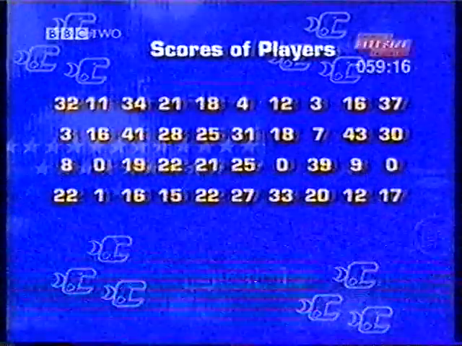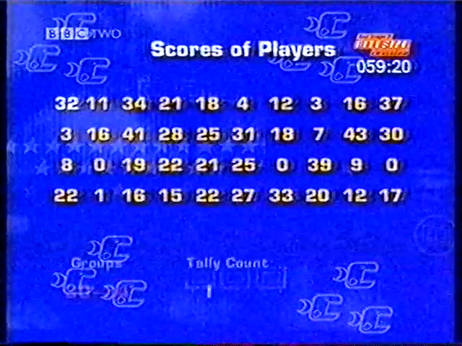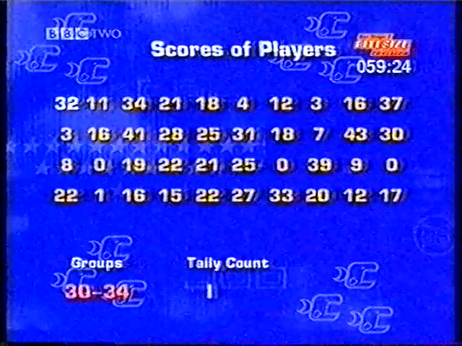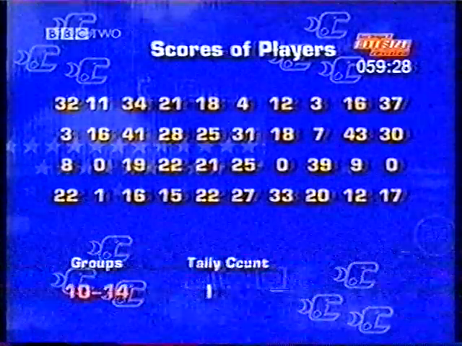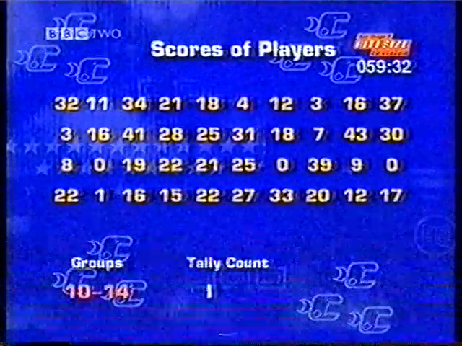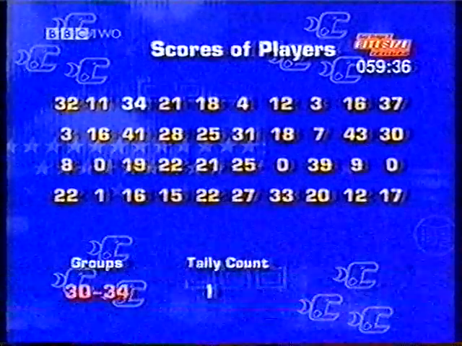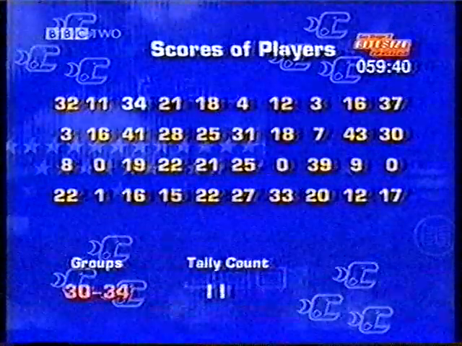Take the first score of 32. Now that falls into the 30 to 34 group, so if we were to make up a tally chart, we'd give the 30 to 34 group a tally count of 1. Then the next score of 11. That would fall under the 10 to 14 group, and that would also get a tally count of 1. 34 would also come under the 30 to 34 group, so that now gets a tally count of 2, and eventually we'd end up with a chart like this.